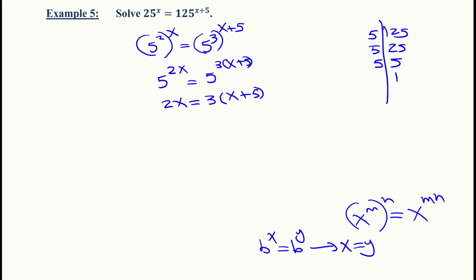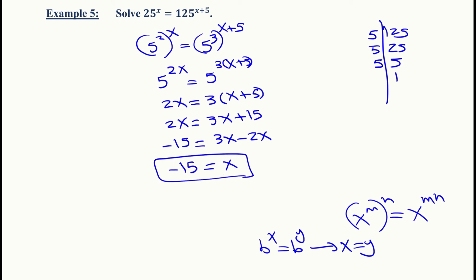So now we just have to solve that simple equation, which is linear. So we get 2x equals 3x plus 15. Let's go ahead and move the x's to the right side to get 3x minus 2x. We'll move 15 to the other side, becomes negative 15. So we get x equals negative 15. And that is the number that's going to do the trick here.